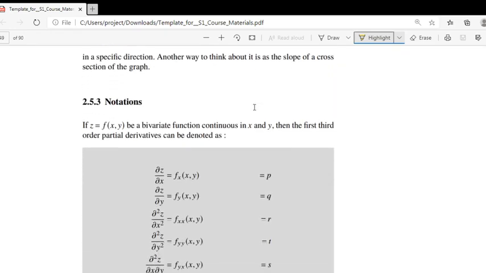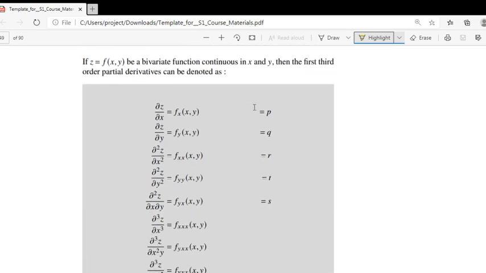Then the important notations in partial differentiation are: if z is f of x, y, then the partial derivative with respect to x is denoted by f suffix x of (x, y). In operator notation, it is dou z by dou x. It is denoted by small letter p. Similarly, the partial derivative with respect to y is denoted by small letter q. The second order partial derivative with respect to x is denoted by small letter r, and the second order partial derivative with respect to y is denoted by small t, and the mixed partial derivative of second order is denoted by s. So these are the simple notations for partial derivatives up to second order.